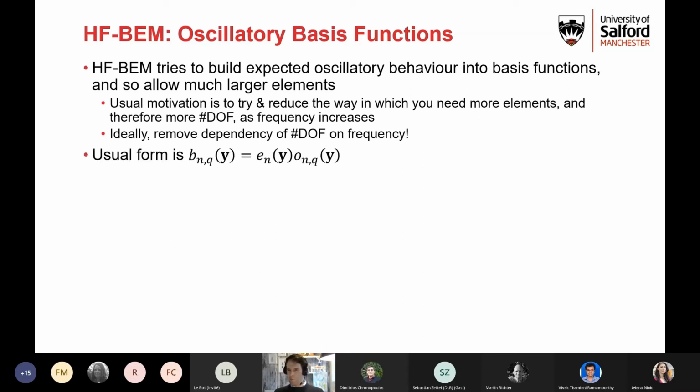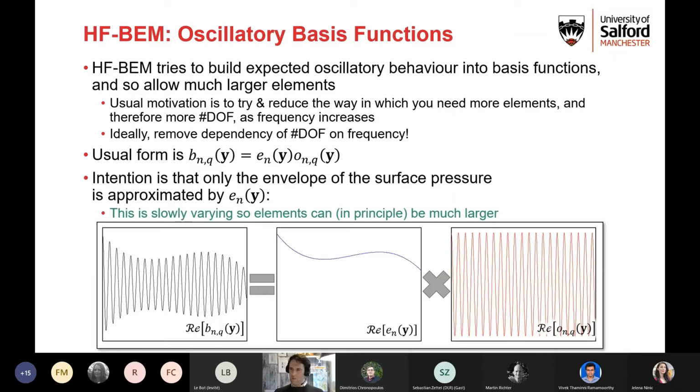And the usual form of this would be that the basis function is some sort of envelope function, E_n. And here I'm using n to index which panel or which face or which envelope I'm using. So this is a bit like an element, but very big with respect to wavelength. And then I have an oscillatory function, O for oscillatory. And there's two indices here, because not only may they be different on different faces, but you may have more than one of them on a face. So I've got a q for direction here as well. And the intention is that only the envelope of the surface pressure is approximated by E_n.